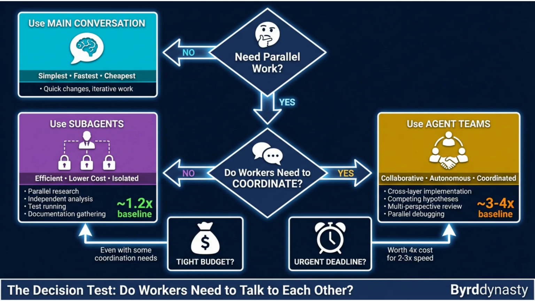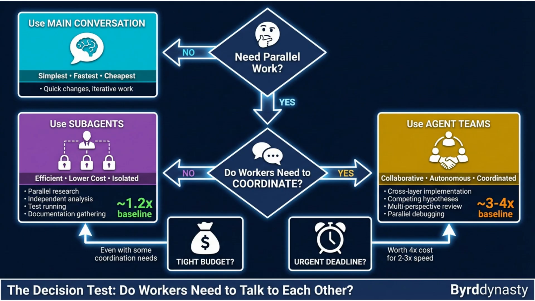If workers must coordinate, that's agent teams territory. Back-end decisions affect front-end builds. Competing theories debate. Multiple perspectives reviewing the same artifact with overlapping findings. Coordination is the value. Third factor, cost constraints.